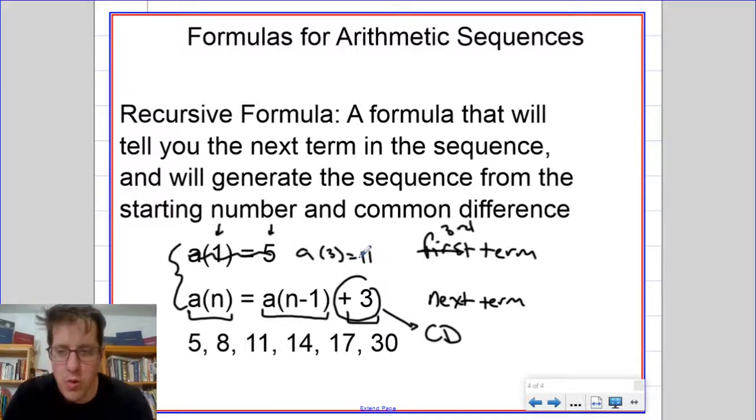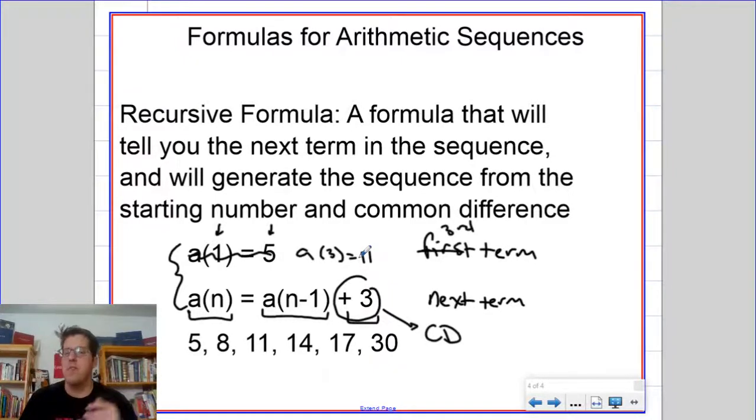Now, how would you work your way backwards? Well, if adding is how you go forwards, then subtracting is how you go backwards. If I've been adding 3, adding 3, adding 3, if I needed to go backwards to the first term, I would subtract 3, subtract 3. Now, you do stop at the first term. You don't go to the 0th term and the -1 term and whatever.